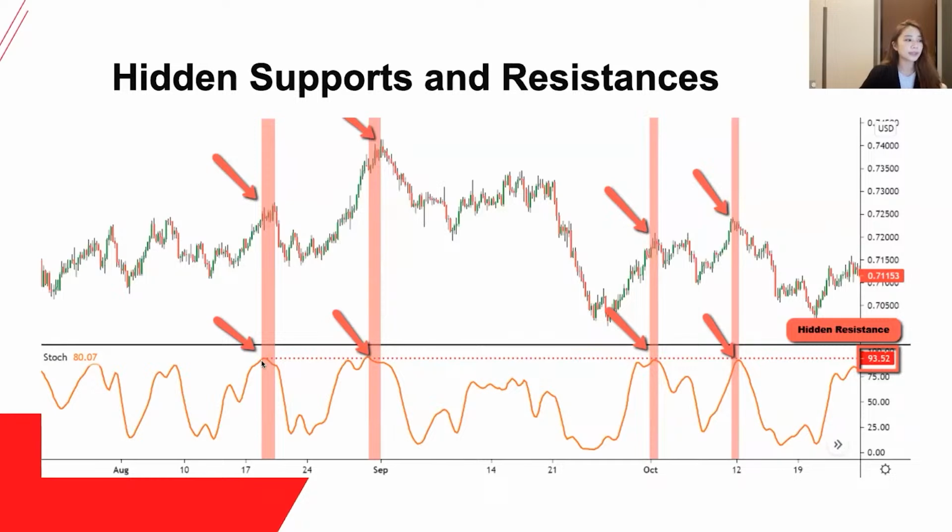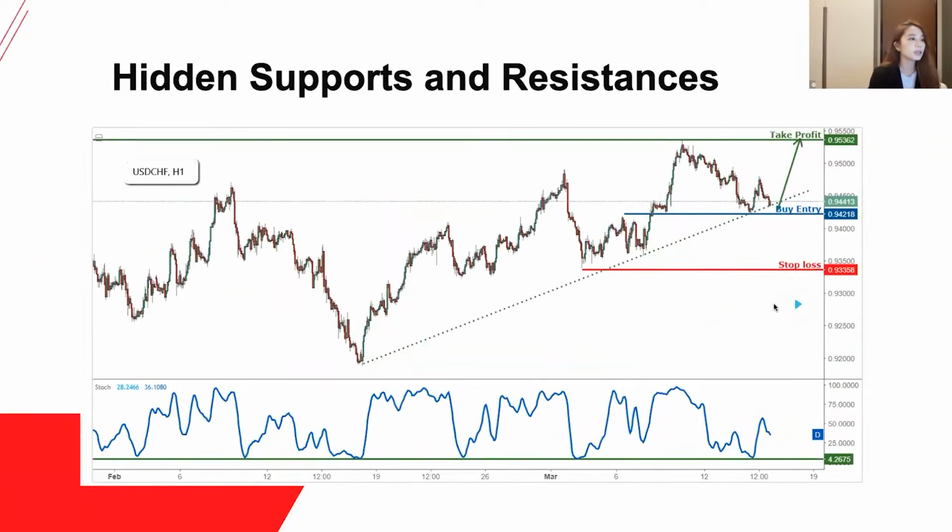So in this case, we can see the 1, 2, 3, 4 touch points on the peaks of the graph. All right, so the 4 touch points are all in line and forming a new hidden resistance of 93.52. So we are also looking at the actual chart of dollar franc in H1 time frame.